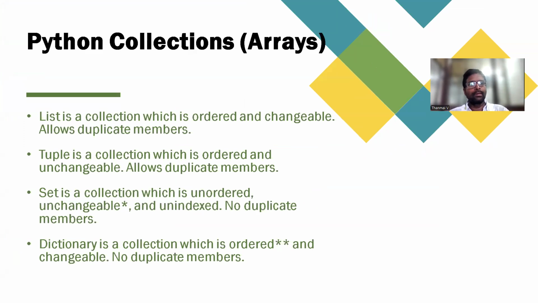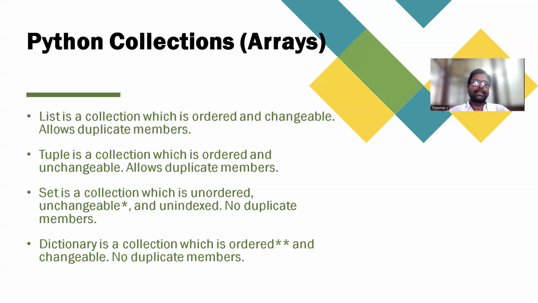Today we are going to discuss Python collections or arrays. In Python, there are four types of collections. They are called list, tuple, set, and dictionary. So we are going to discuss each type of collection one by one.